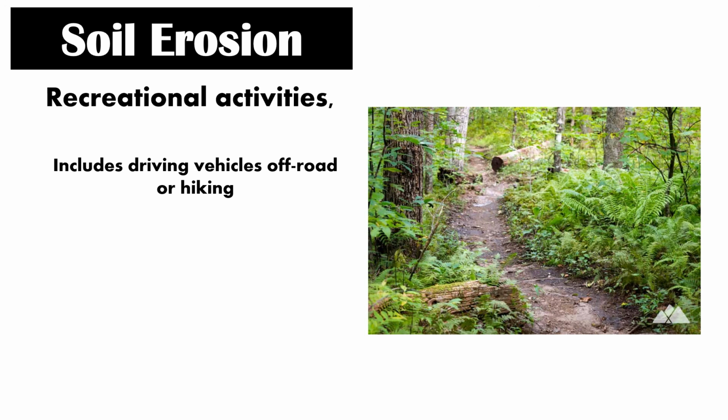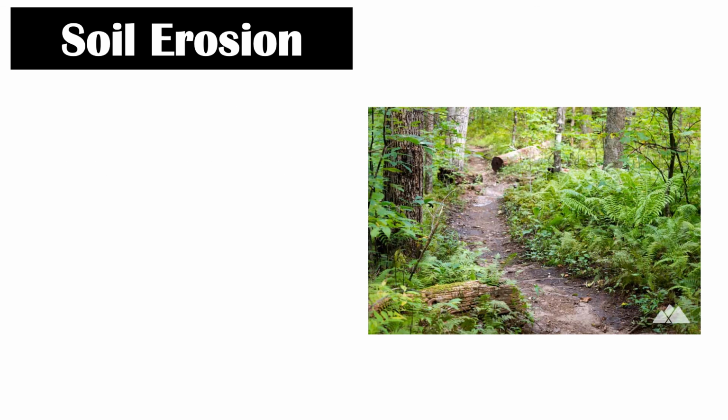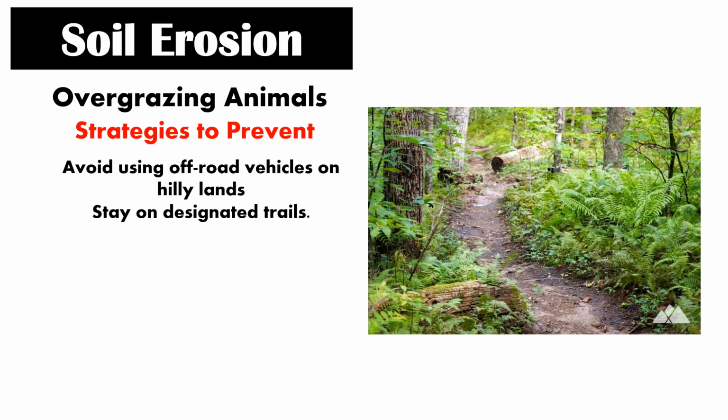Lastly, recreational activities. This includes driving vehicles off-road or hiking. Where the trail is always used, the vegetation disappears. Again, we do not want to lose vegetation in our soil because we speed up erosion. So what are the things that we can do? We can avoid using off-road vehicles on hilly lands, and if we hike, stay on designated trails.